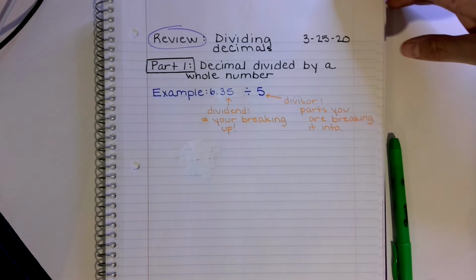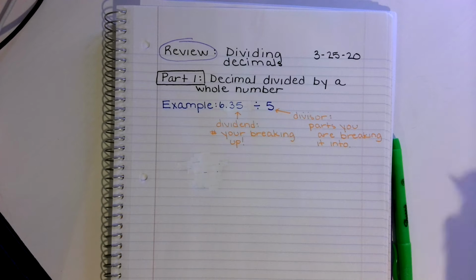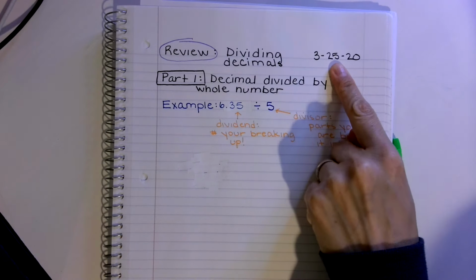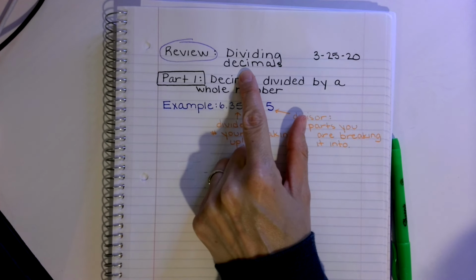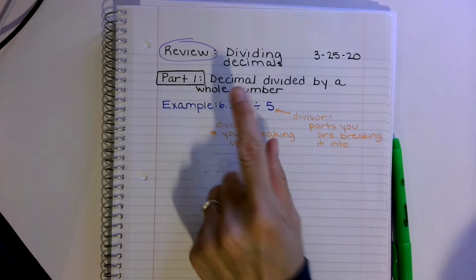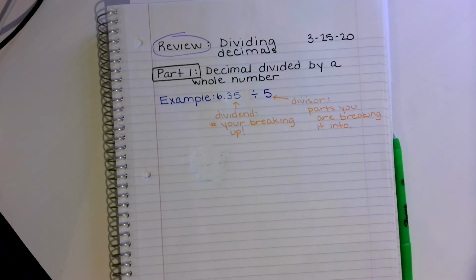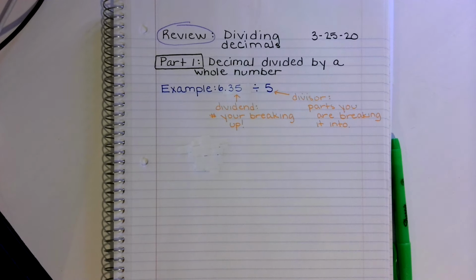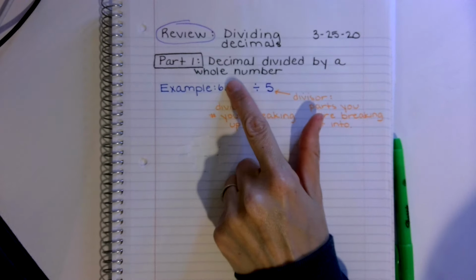All right, you guys. So we're going to review dividing decimals. Today you're going to turn to a clean page in your notebook. You're going to write today's date on it. You're going to write your title. And there's really two parts to dividing decimals. There's one when you have a decimal and you're dividing it by a whole number. And then there's one where you're taking a decimal and dividing it by a decimal. So today we're just going to focus on decimal divided by a whole number.